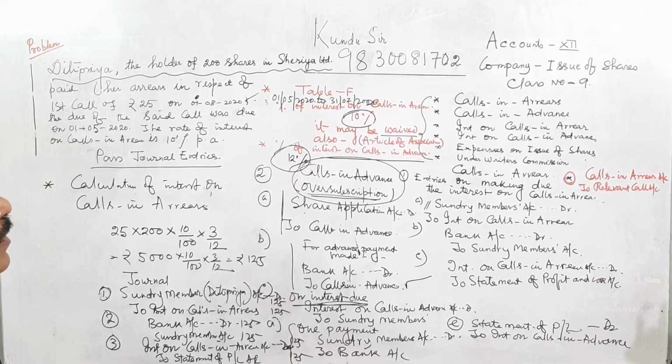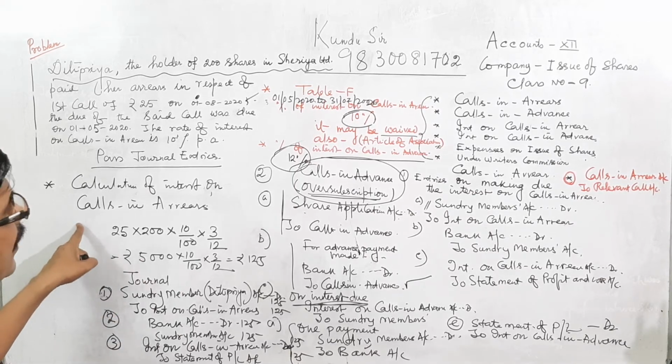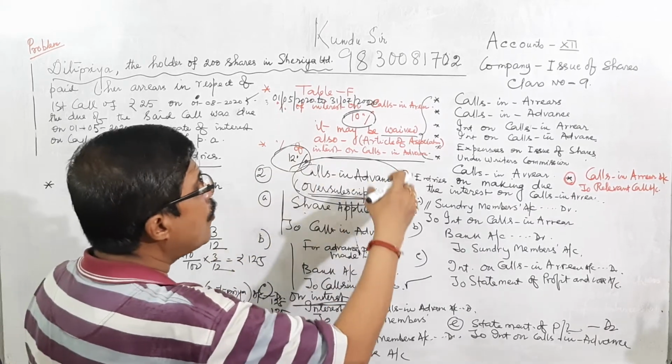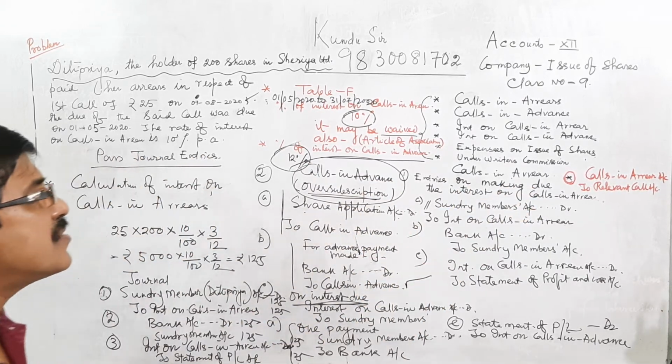I have explained. One more problem will be done. It is done on calls in arrear. Next class I will do on calls in advance: how the company will give payment to the shareholder who has made payment in advance.